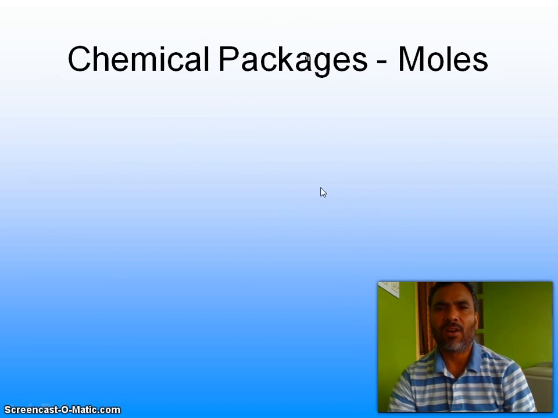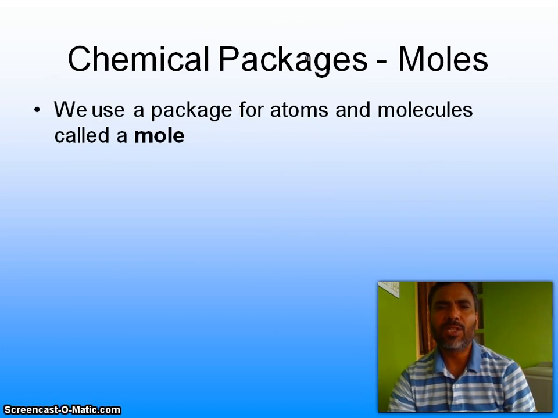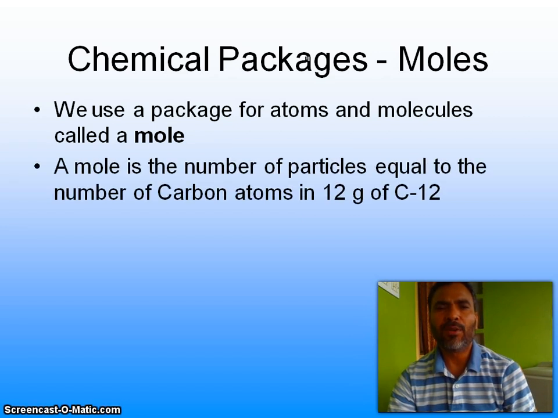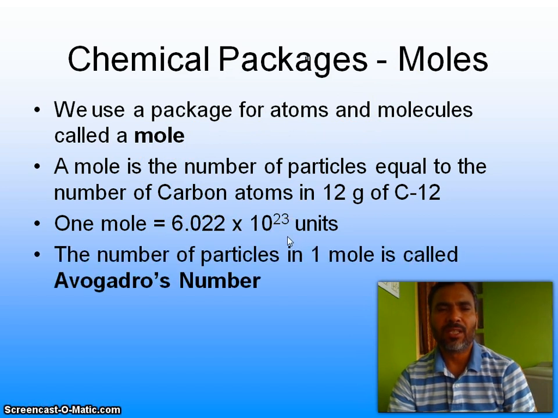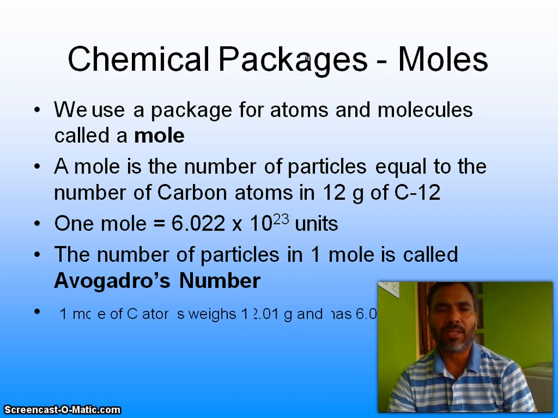Chemical packages, or moles. We use a package for atoms and molecules called a mole. A mole is the number of particles equal to the number of carbon atoms in 12 grams of carbon-12. 1 mole is equal to 6.022 times 10 to the power 23 units. The number of particles in 1 mole is called Avogadro's number. 1 mole of carbon atoms weighs 12.01 grams and has 6.02 times 10 to the power 23 atoms.